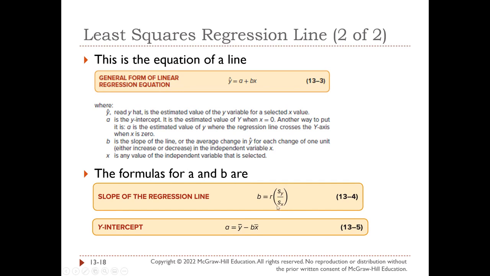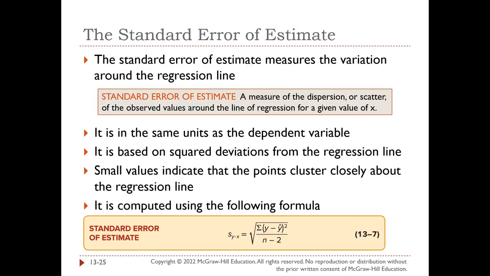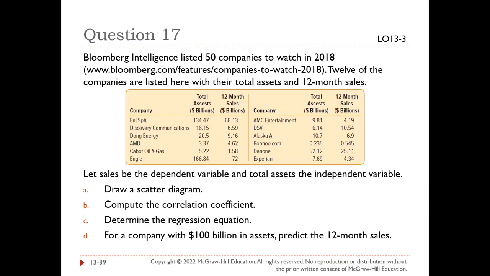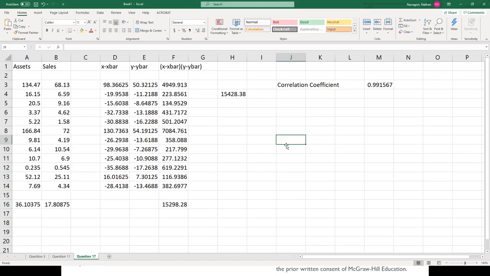Alright, so the best thing that we can do with these formulas is about the same that we've been doing. So we know b equals r times sy divided by sx, and then a is going to equal y bar minus b times x bar. Okay, so let's do these. So go back to our problem. Question 17. Sorry, I know I need not to do that. All right. So Excel. So we're going to find the slope and the y-intercept.